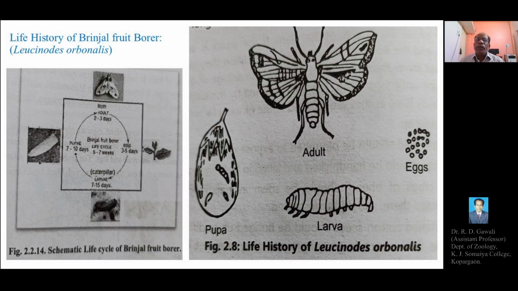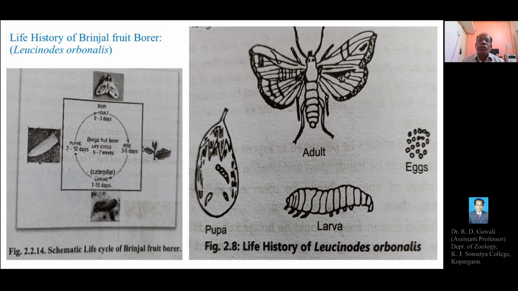This is the figure representing the life history or life cycle of brinjal fruit borer Leucinodes orbonalis. In the first diagram, we can see the schematic representation of the life cycle of the brinjal fruit borer, where it shows the adult moth on the top side, which lives for 2 to 3 days.